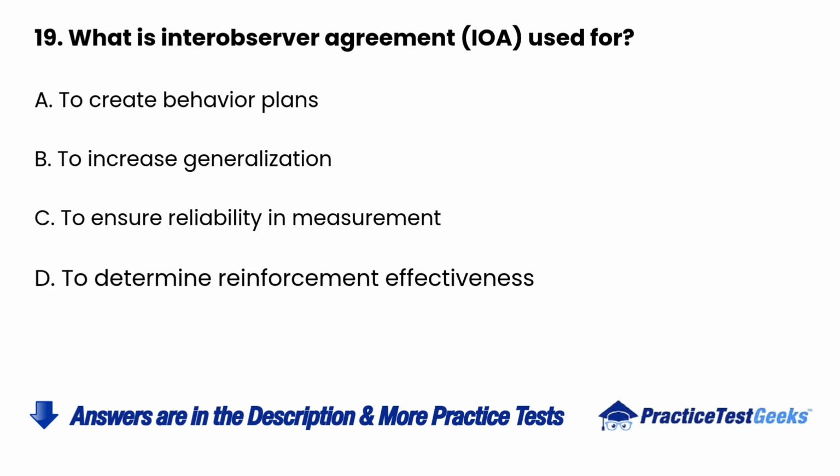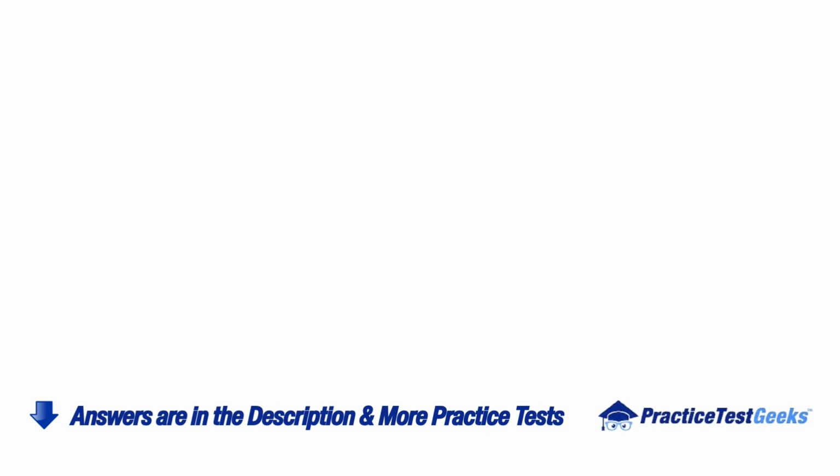19. What is Inter-Observer Agreement (IOA) used for? A. To create behavior plans. B. To increase generalization. C. To ensure reliability in measurement. D. To determine reinforcement effectiveness.